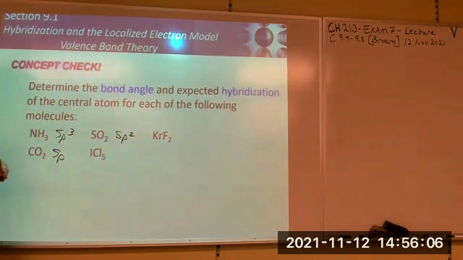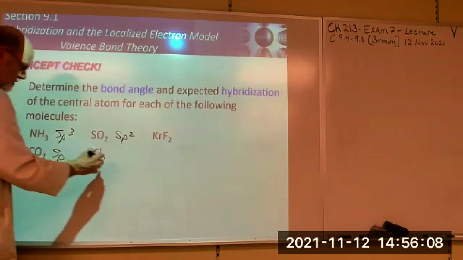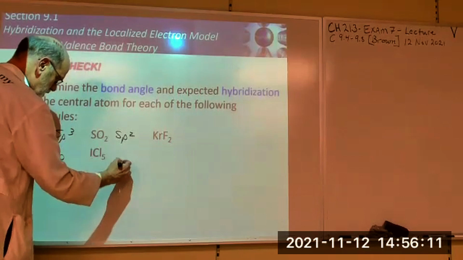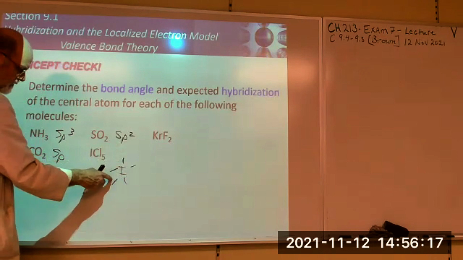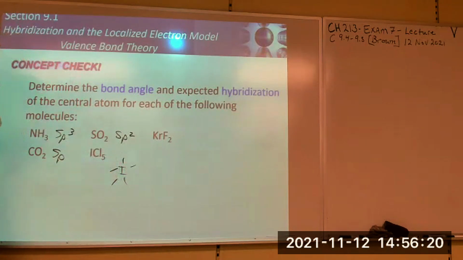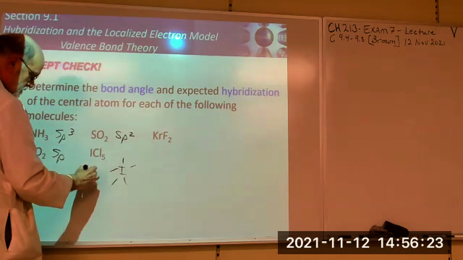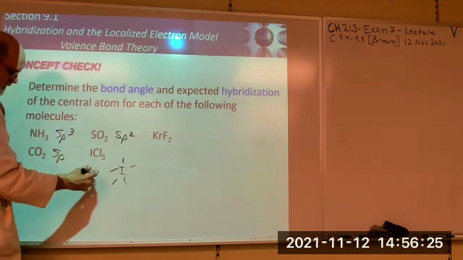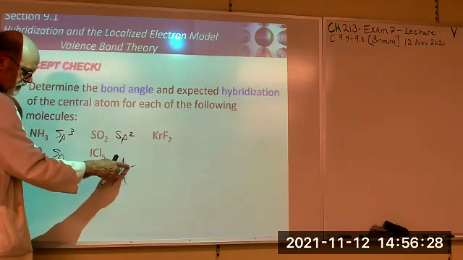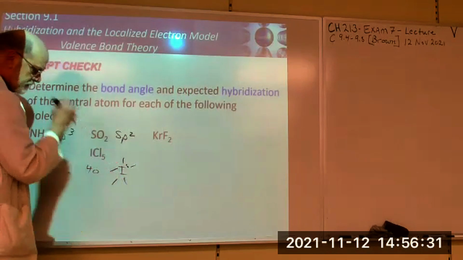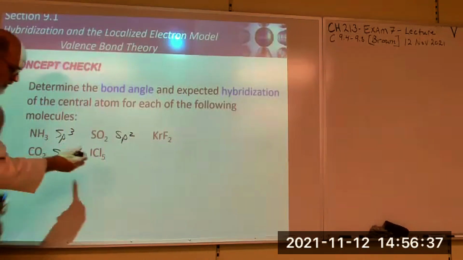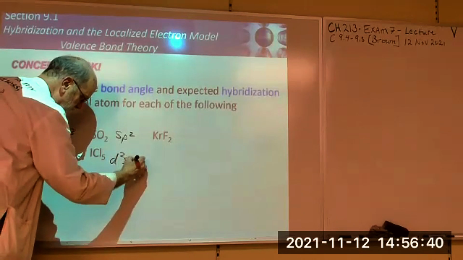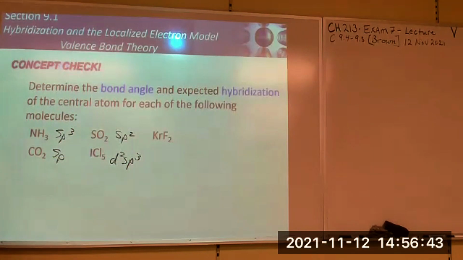How about ICl5? We got 6 times 7 is 42. So your chlorines are like that. 5 times 8 is 40. And 6 times 7 is 42. So we have 2 extra electrons here. So 1, 2, 3, 4, 5, 6. That's octahedral, which means d2sp3. I'm not putting the bond angles in here yet.